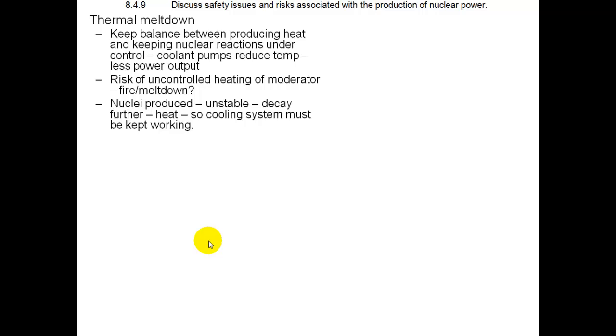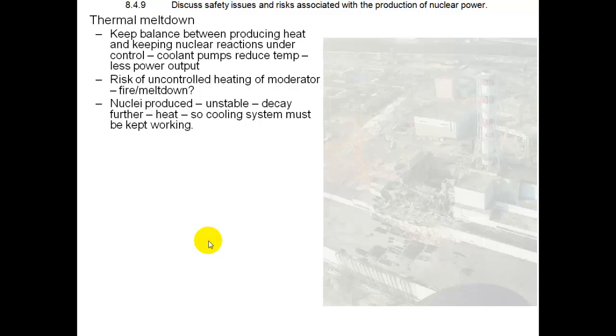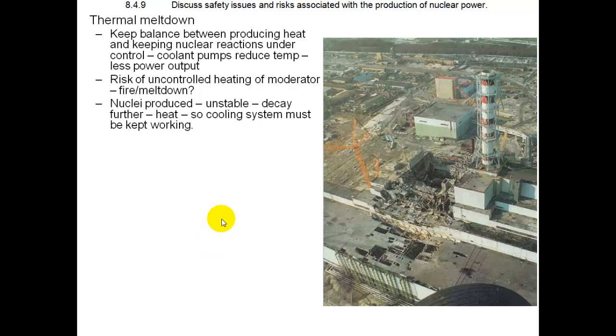And here is the famous remnants of Chernobyl. This is the nuclear reactor, which was basically destroyed because of thermal meltdown. So the whole nuclear power station was destroyed.